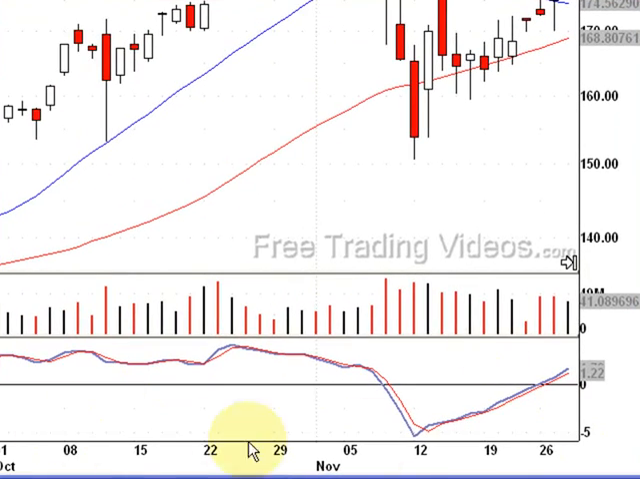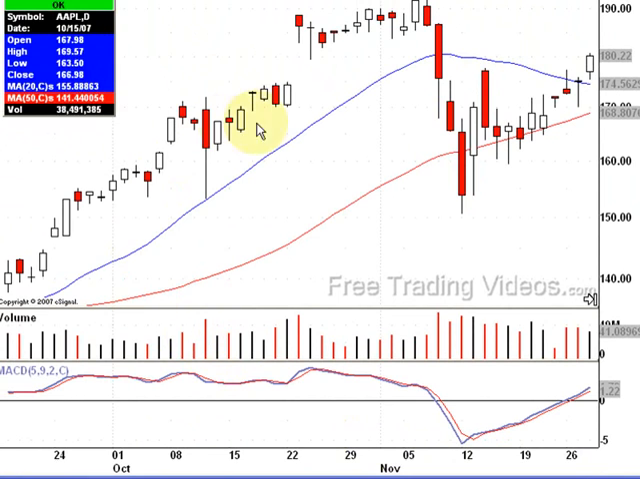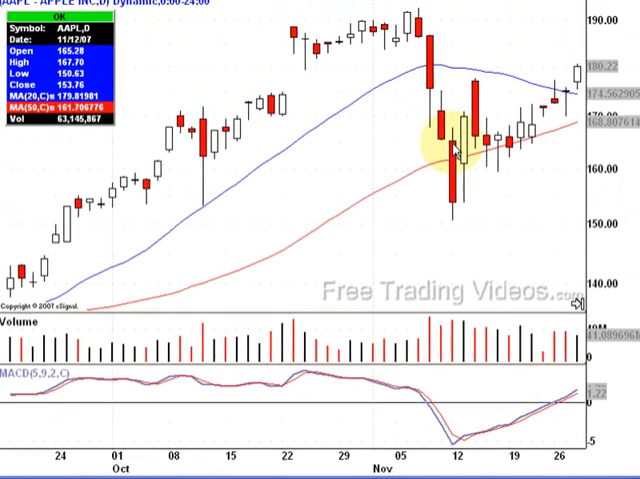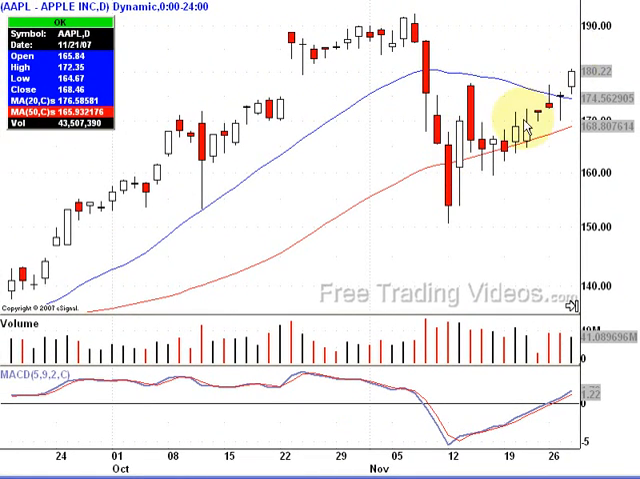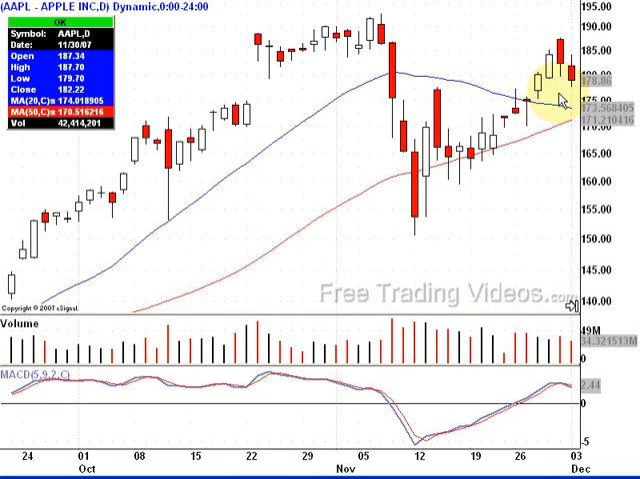AAPL. We're going back about 2 months, daily chart pattern. And I went back here, we're in November. We have a nice little run up. We go above the 20-day moving average. And here's our pullback. I love things that go over the 20-day moving average, and I love these little pullbacks.